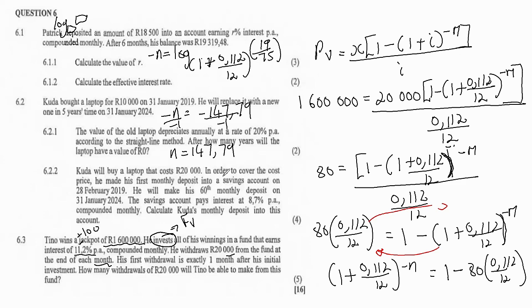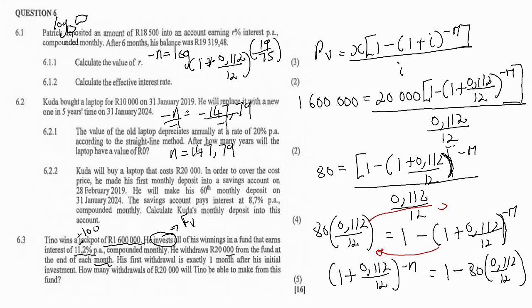147.79, right? But then remember, here, the question was, how many withdrawals of the 20,000 will Tino be able to make from this fund, right? Now, a lot of you miss the final answer by just wanting to round off this. So a lot of you, knowing that you have to round off to 2 decimal places, would say he will make 148 payments, which is incorrect. Now, understand when it comes to this, there is no rounding off that will be involved. This thing has its own meaning here.